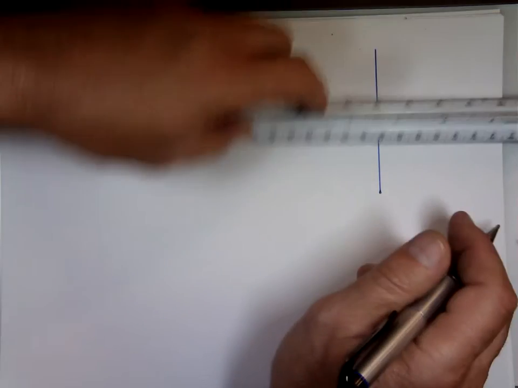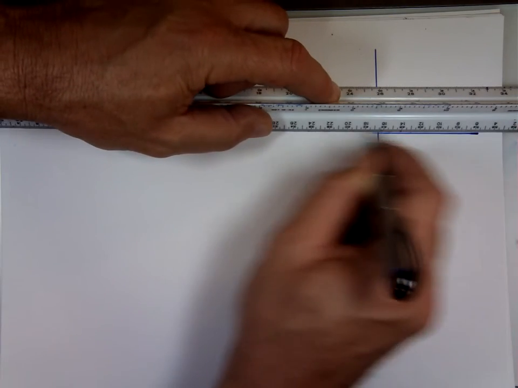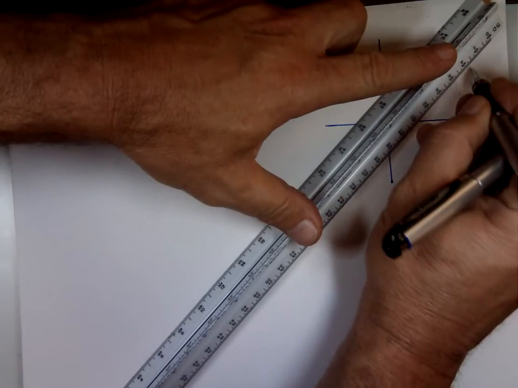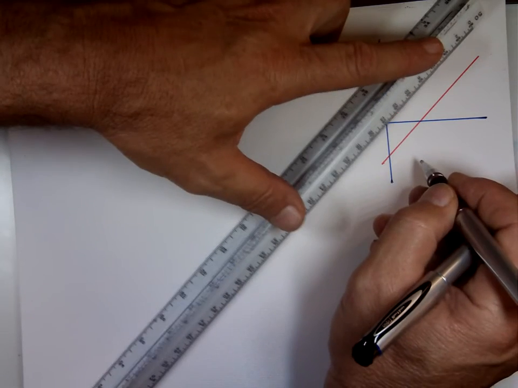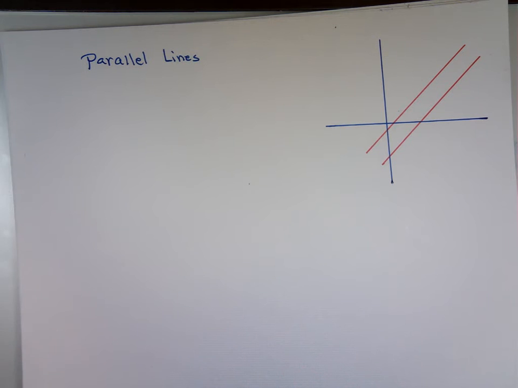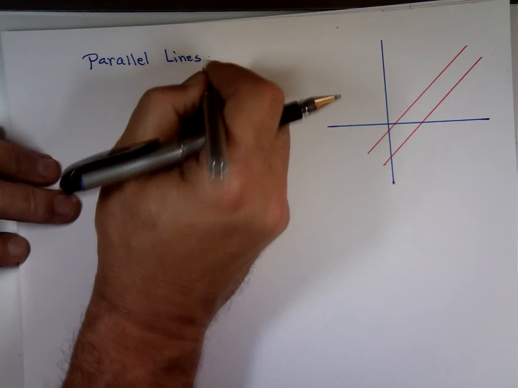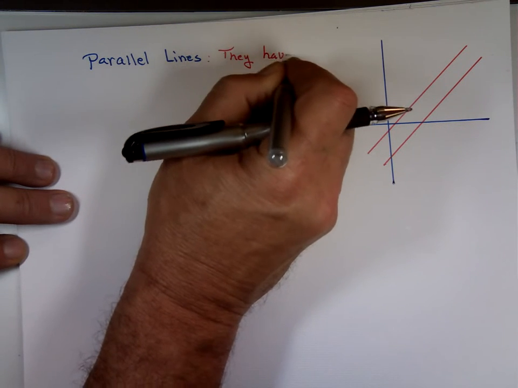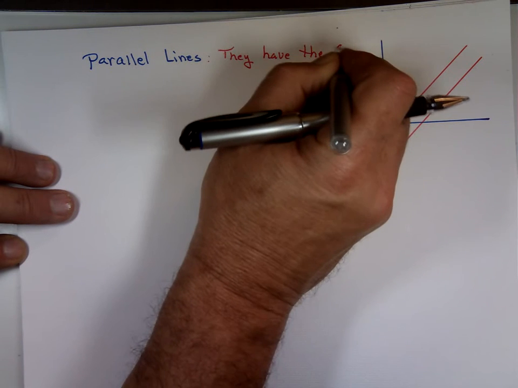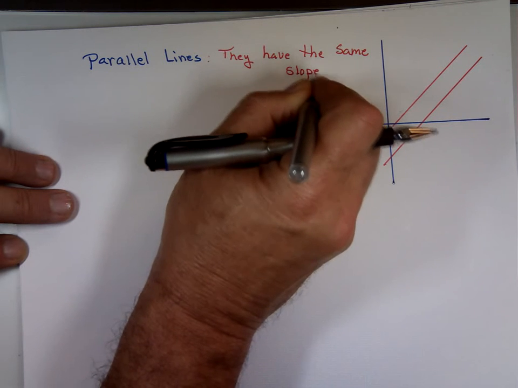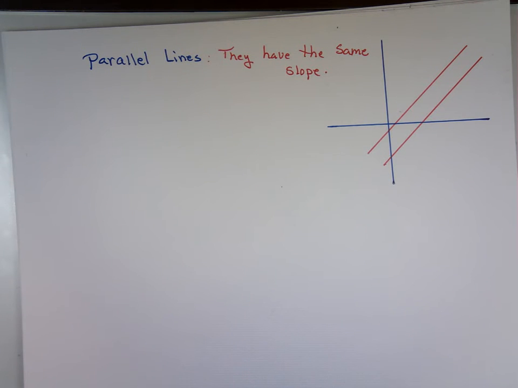Then I said to him, I wasn't talking about the distance between them. I was thinking about the slope. So if one line is like this, then the other one is going to be like that. Those are parallel lines. They have the same what? Same slope. They have the same slope.